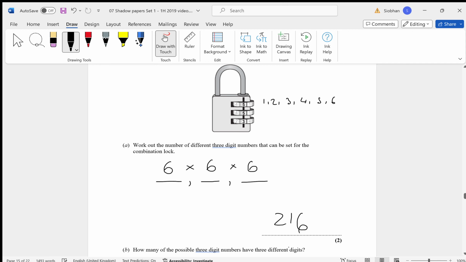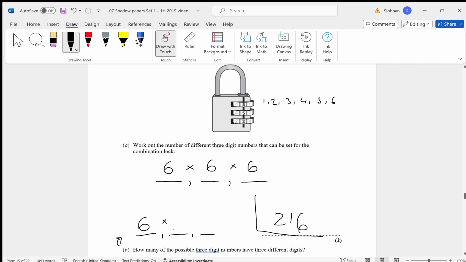So for question B, I'm going to just do question B just here, just so we can keep all this on the screen. So again, we've got the 3 dials, and in each slot, I'm going to write the different combinations. So we need to have 3 different digits. Well, for the first digit, you have a free choice and you've got 6 different outcomes. So there's a choice of 6 for the first one, could be any number from 1 to 6.